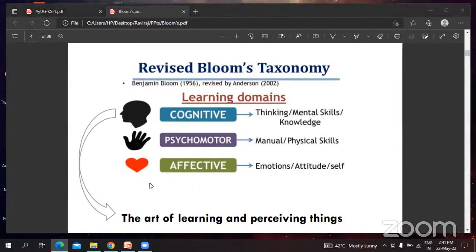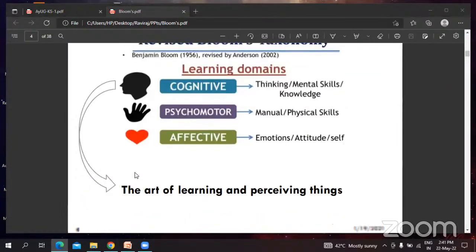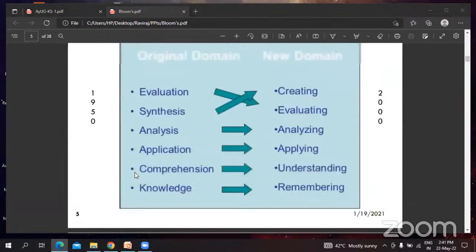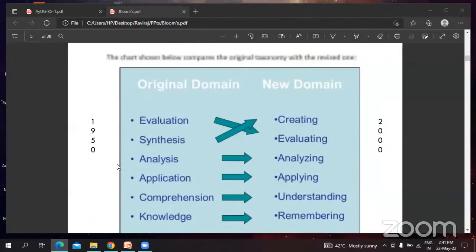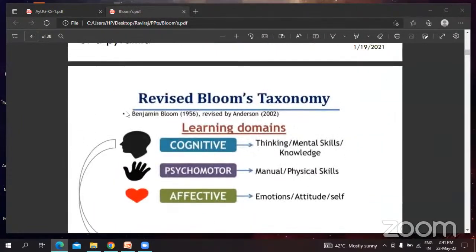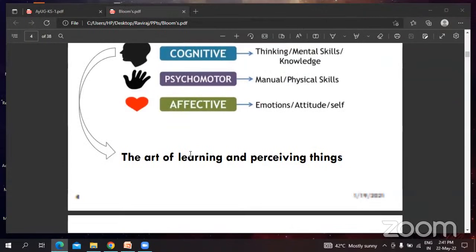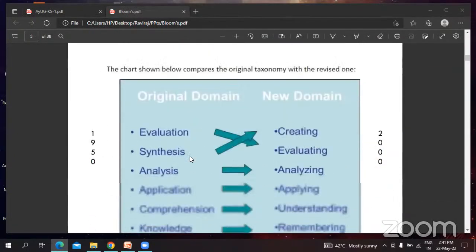There are 3 domains. Cognitive, psychomotor, and affective. And this is a hierarchical model. So today we will be focusing on the cognitive domain mainly. Psychomotor and affective we will see subsequently.